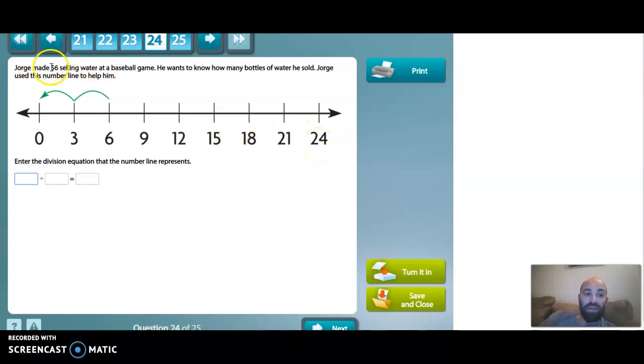Alright, he made $6 selling water at a baseball game. He wants to know how many bottles of water he sold. George used a number line to help him.